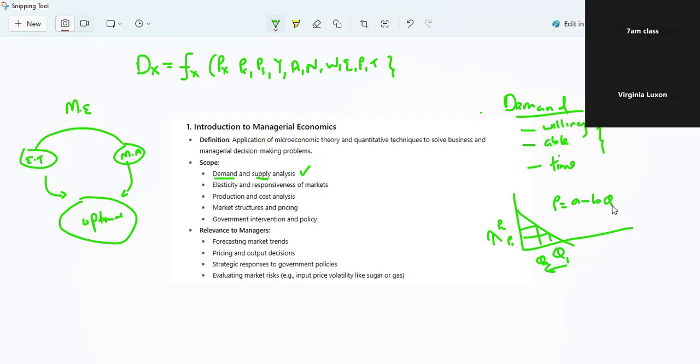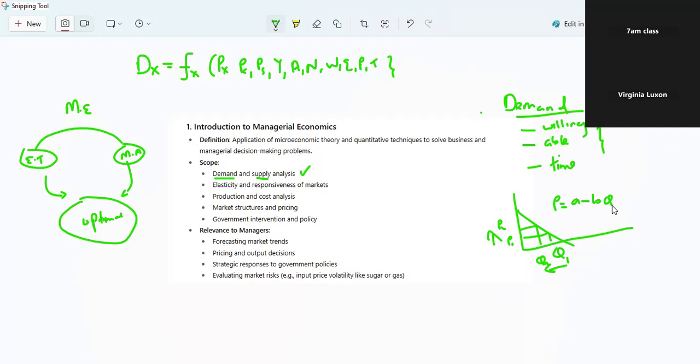That is why we can say demand has an inverse relationship. And the elasticity of demand is always negative because of what has just been explained. As one variable goes up, the other goes down. So that is where the inverse relationship comes in.